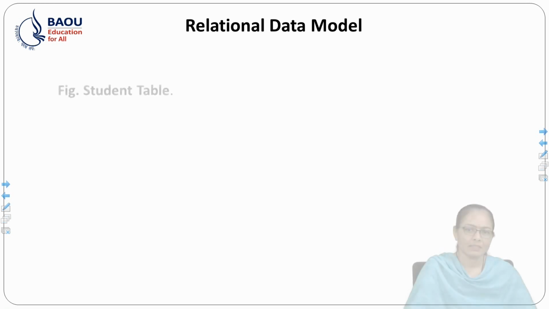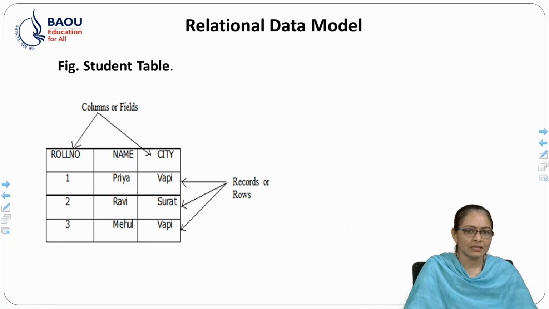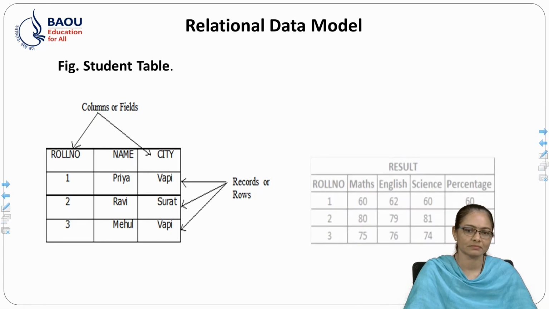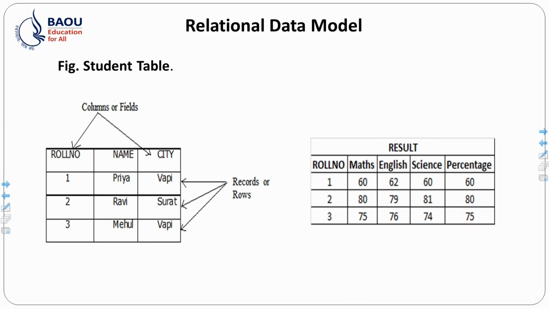Now next is the student table. In the student table, there are three attributes: roll number, name and city. And here the other table is the result table or relation. We can also call a table a relation. So in a student table, roll number, name and city are the columns, and in a result table the attributes are roll number, marks of mathematics, English and science subjects, and percentage. These are the attributes of the result.